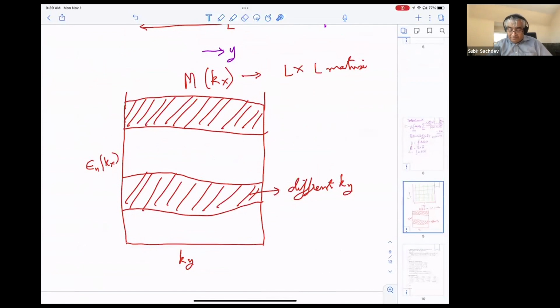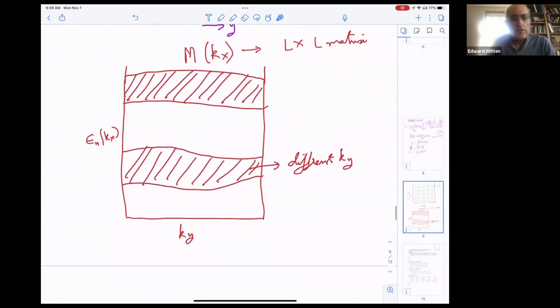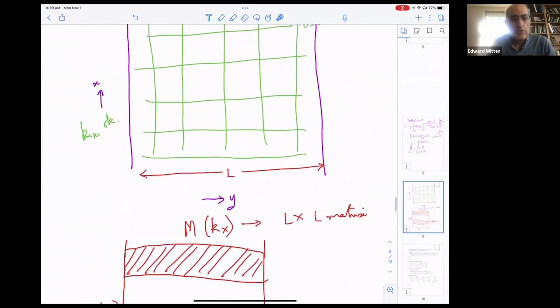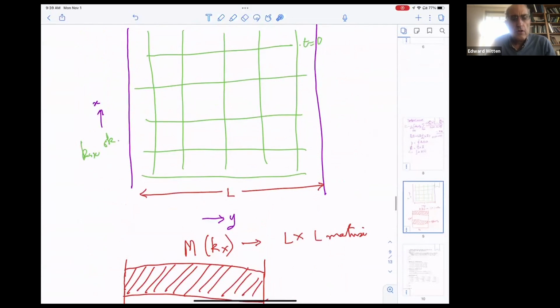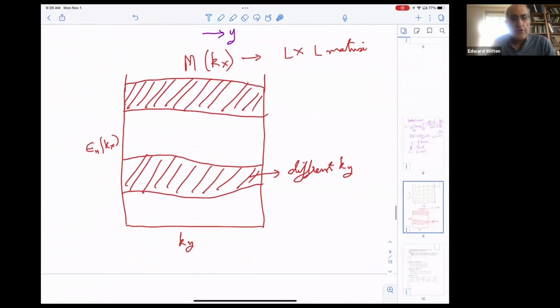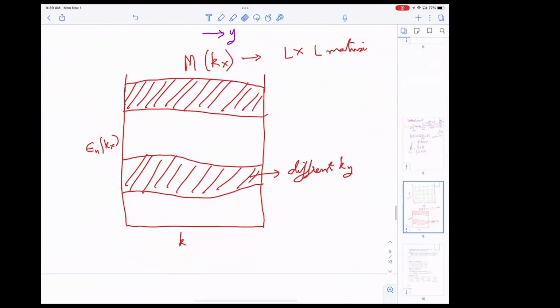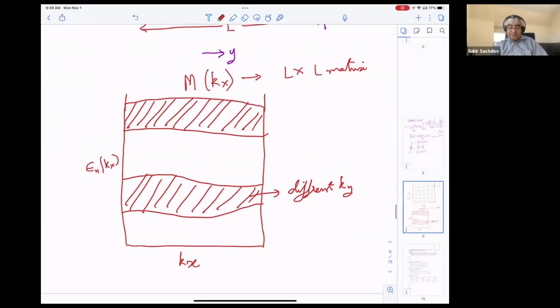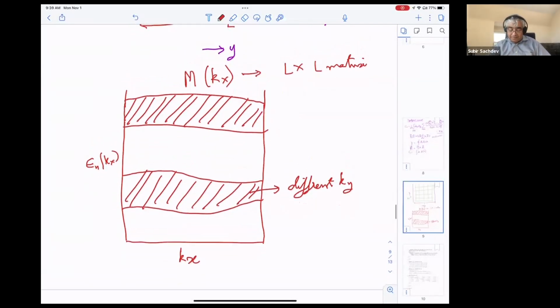look at the eigenvalues. Sorry, is the horizontal axis meant to be Ky or Kx? In your plot, the plot you're showing. Sorry, now, thank you. That's supposed to be Kx. Yes, so it's Kx and the different Ky will project into a whole band.